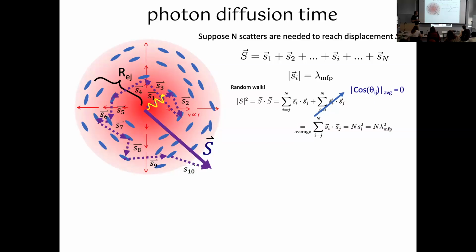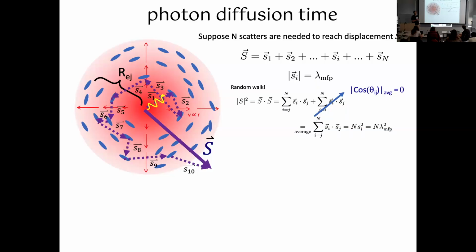So we imagine that there are n scatters that are required to move some displacement s out of the ejecta. So we're scattering off one absorber, then the other, some kind of random walk. And then we get out a distance, big S, okay? And each interaction will have an average interaction length, which is just the mean free path, okay?